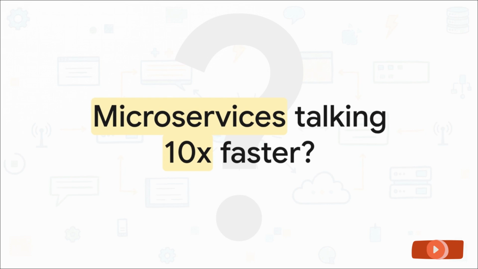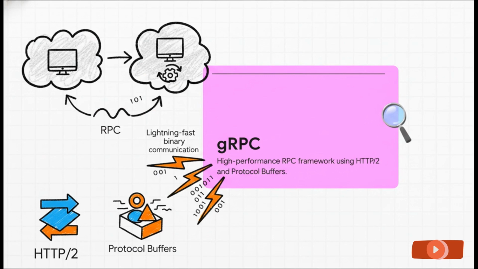It's human readable, it's relatively easy to debug, and, well, it works. But what if I told you that all that human readable text is actually creating this massive invisible bottleneck? What if your microservices could talk up to 10 times faster using just a fraction of the bandwidth and CPU? Enter gRPC. This is our hero for today's explainer.